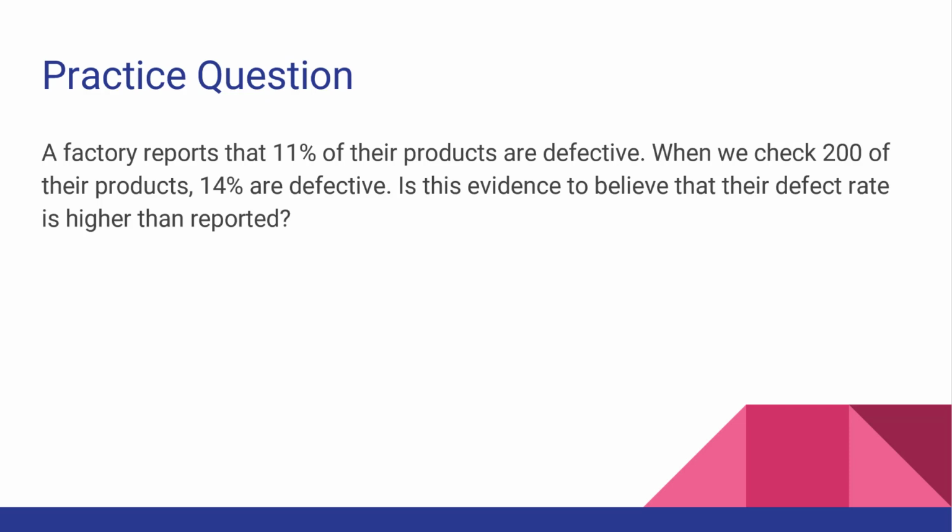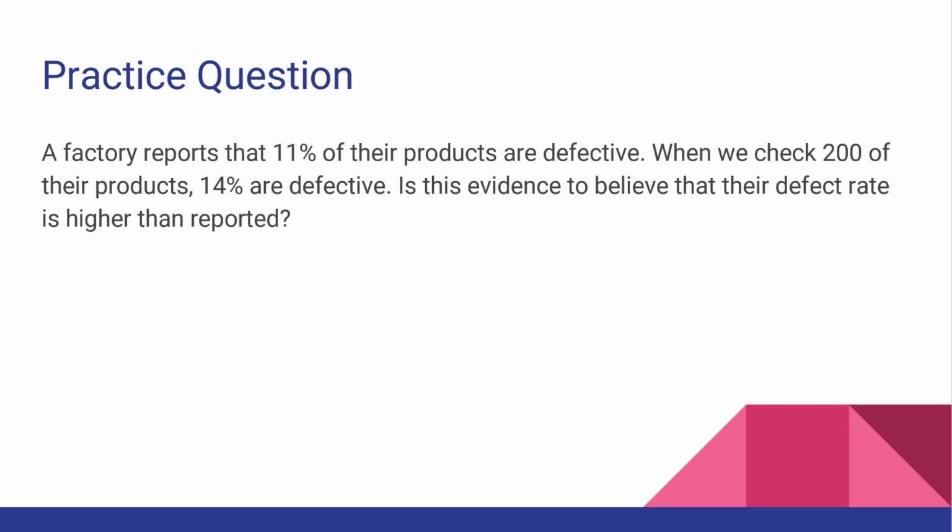So that's a lot. Here is a final practice question, a full-blown hypothesis test. So a factory reports that 11% of their products are defective. When we check 200 of their products, 14% are defective. Is this evidence to believe that their defect rate is higher than reported?